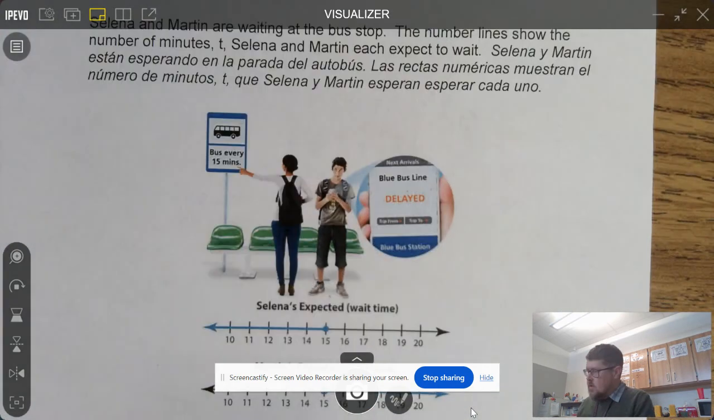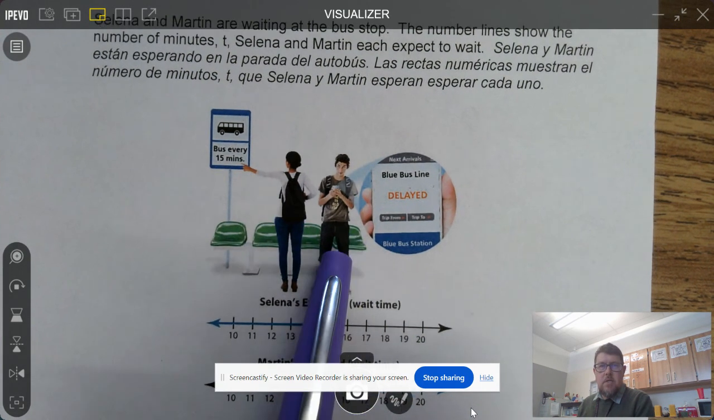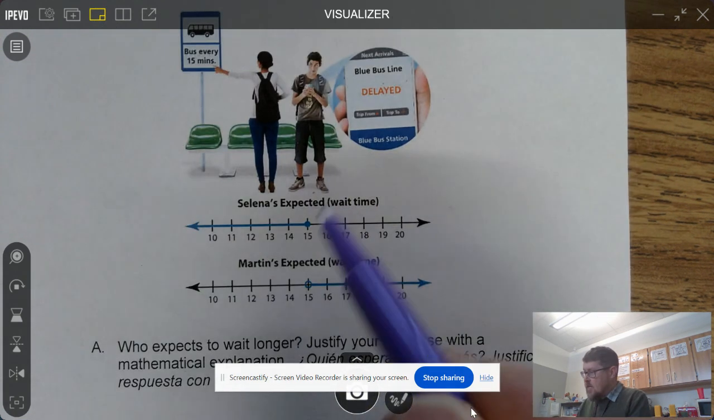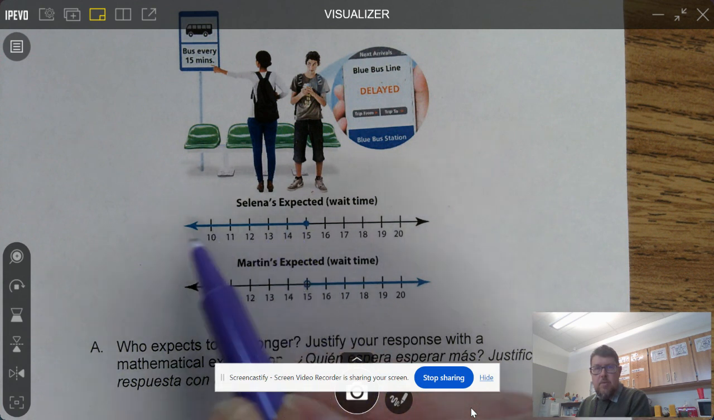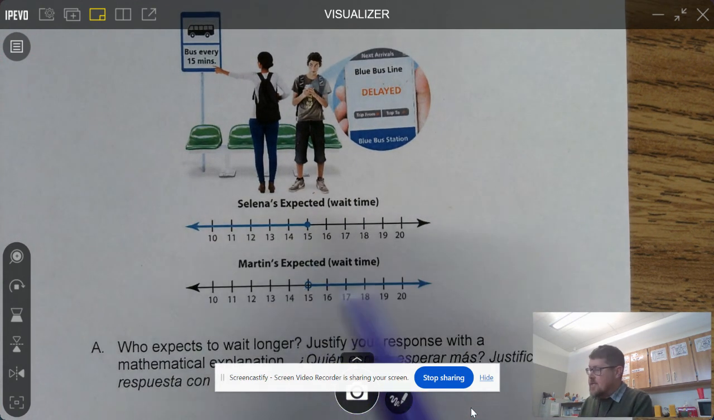Anyway, so Selena is looking at this. She says that the bus comes every 15 minutes. Martine is looking at his phone. He says that the bus is delayed. So we've got Selena's expected wait time here. We've got 15 minutes, with this arrow going this way. And then Martine's expected wait time is right here, basically more than 15 minutes, and he's got his arrow going this way.